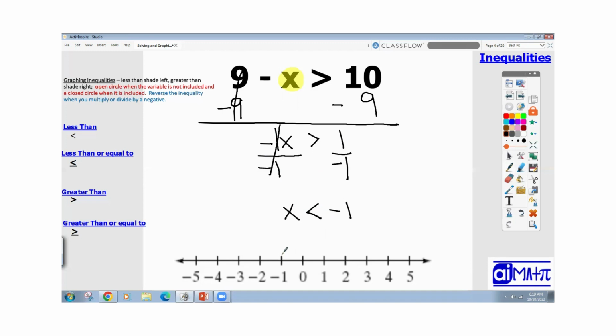We go to negative 1. This should be an open circle. And all the numbers that are less than negative 1 are to the left.